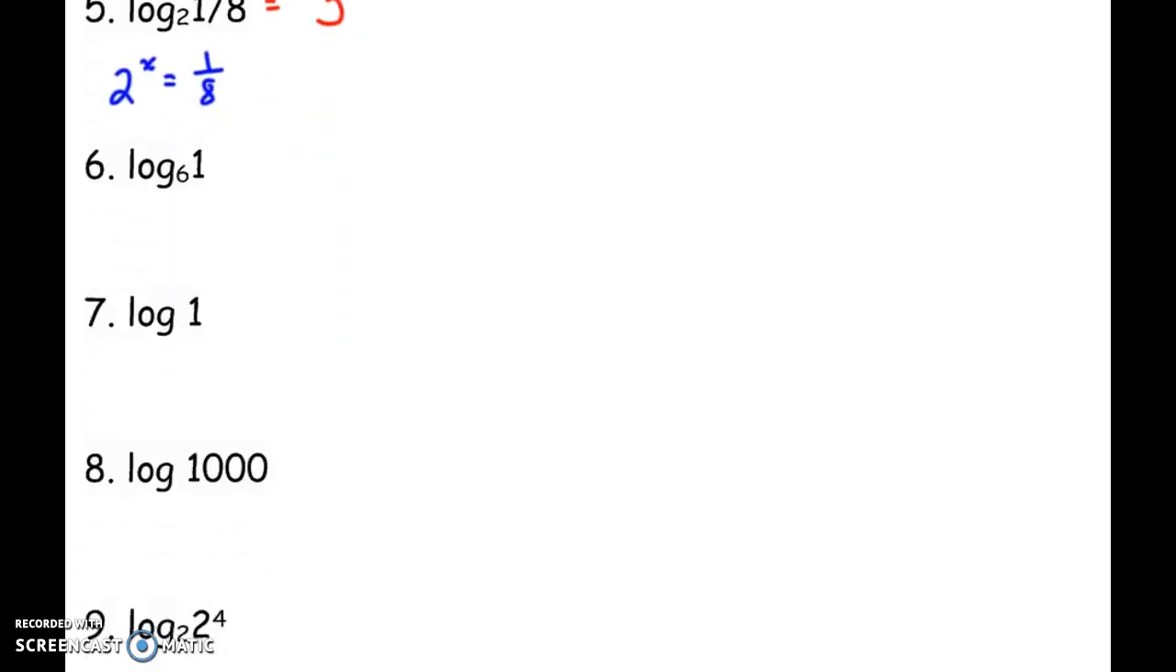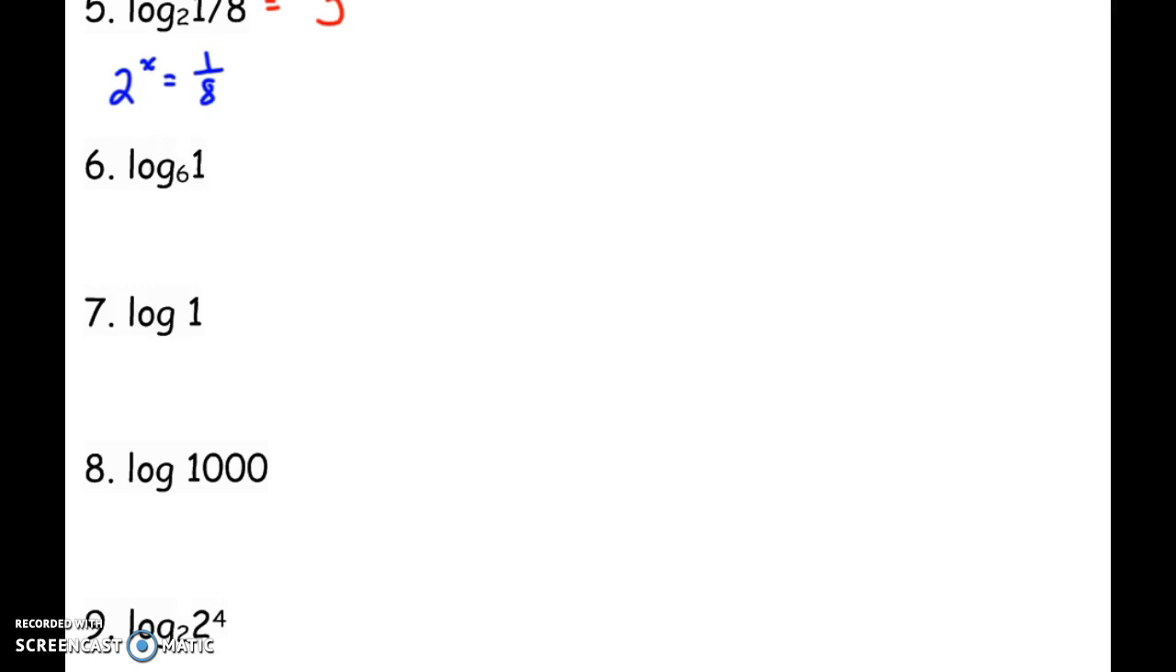Log base 6 of 1. So 6 to some power is equal to 1. Well, clearly it's not like 6 times 6 or 6 times 6 times 6. That's just getting bigger. 0. Anything to the 0 power is 1.